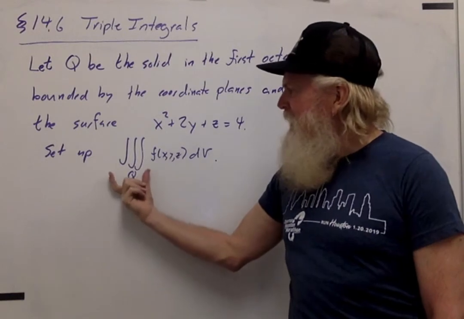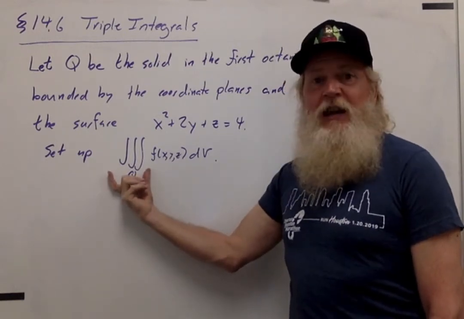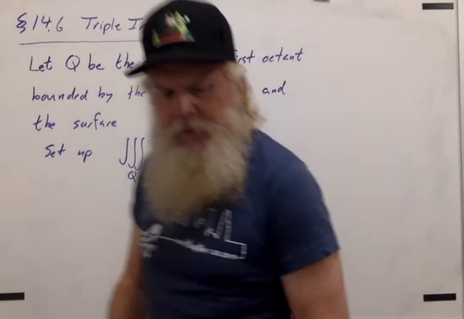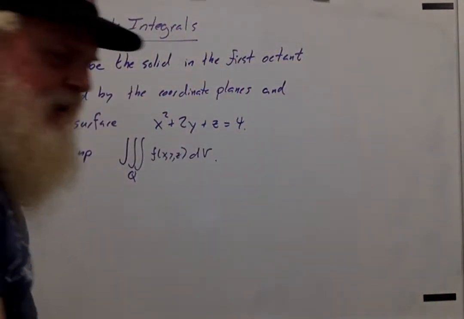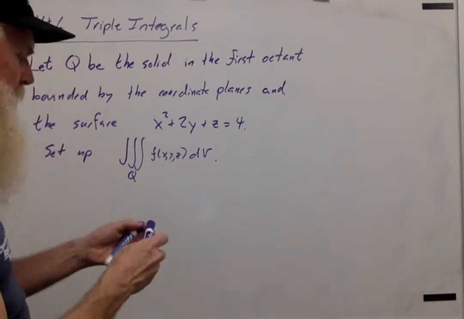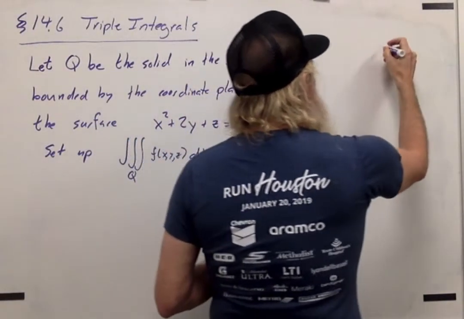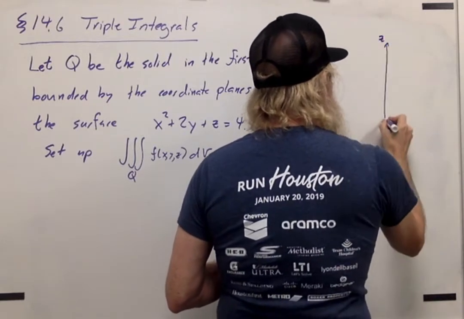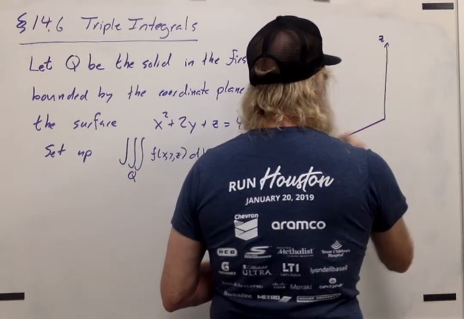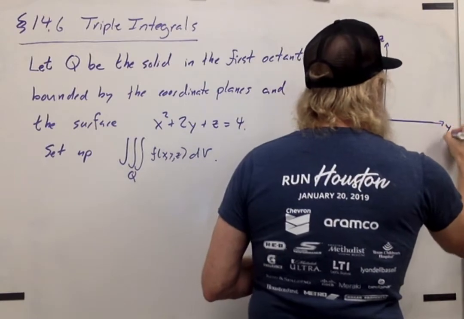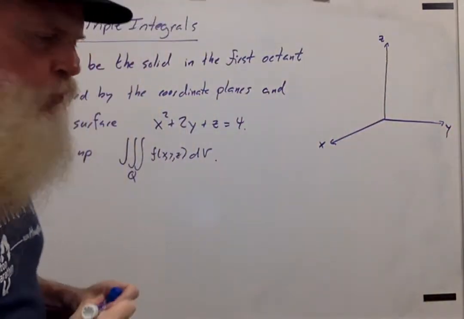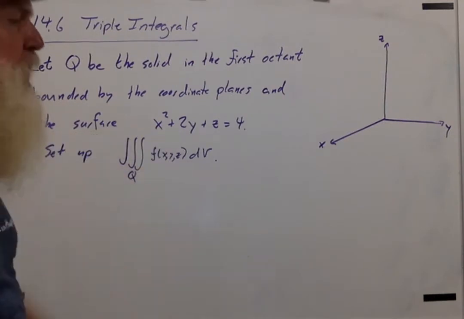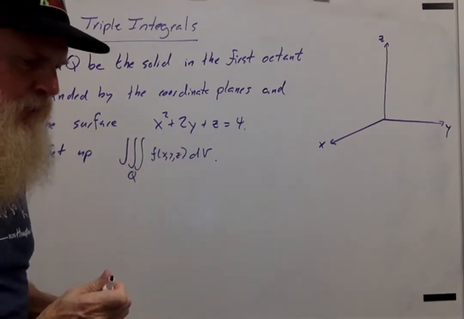Again, I want to emphasize that the bounds describe the solid and that they have nothing at all to do with the integrand. To begin with, let's see if we can sketch a picture of the solid we're talking about. We're only working in the first octant, so I only need to draw the positive x, y, and z axes. And then let's draw the intersection of this surface with each of the coordinate planes.